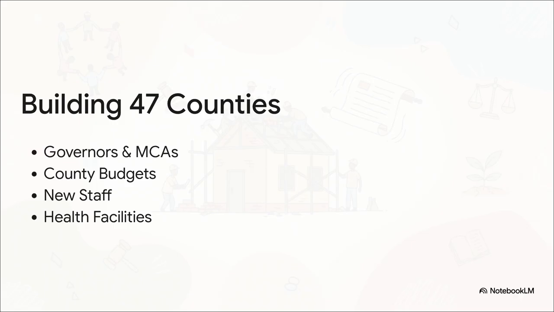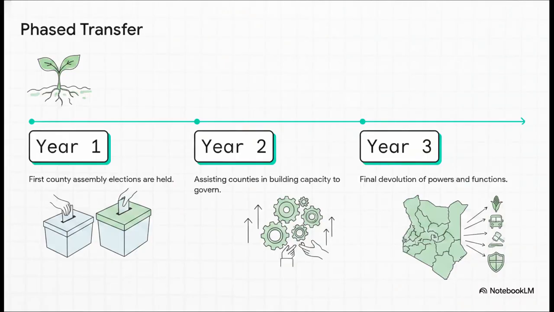You don't just snap your fingers and create 47 new governments. It requires a monumental, highly coordinated effort. And this brilliantly illustrates how they did it. To pull this off, the Constitution mandated a phased transfer of power to the counties over a period of not more than 3 years from the date of the first county assembly elections. This was, honestly, a stroke of genius.